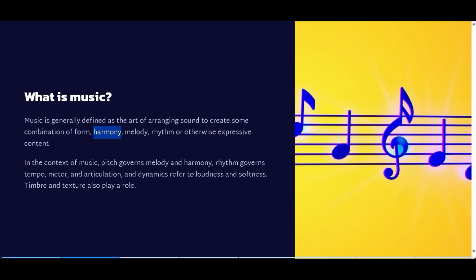Harmony is actually when two or more notes are played together and that sounds good. And melody, that's a sequence of notes.